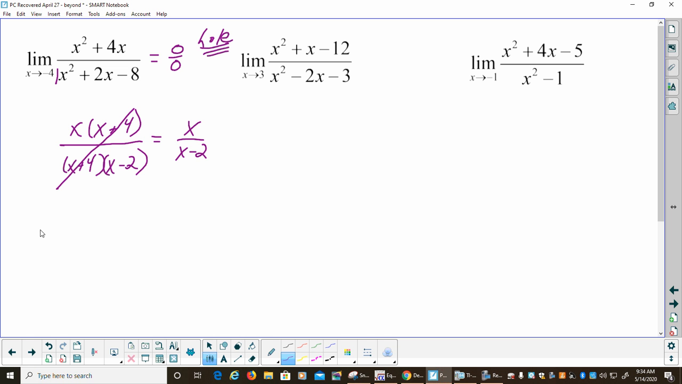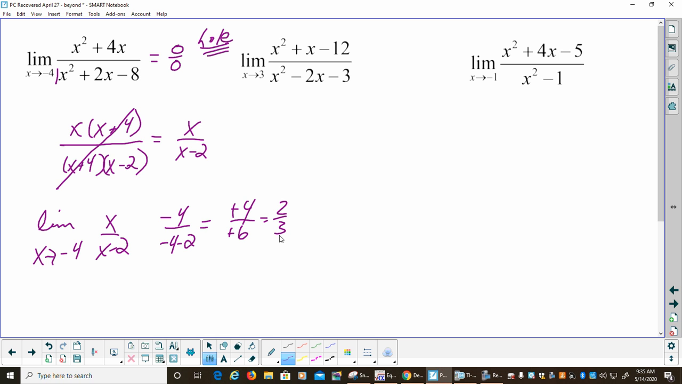And now reevaluate the limit, ignoring that discontinuity at negative 4. So fill in the negative 4. So you have negative 4 over negative 6, so that goes positive, so 2/3. So in effect, that's the x value of the hole, and that's the y value of the hole. Take a quick little drink. So that's all you have to do.